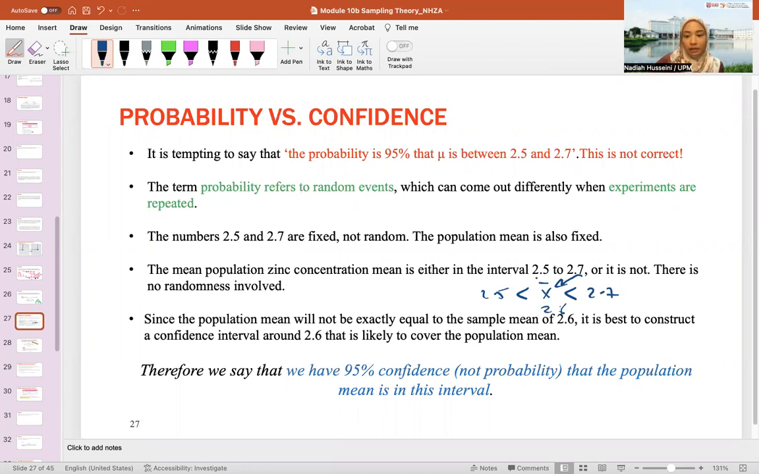Okay, so I have my sample mean, I find the interval, I only have 95% confidence that my mu is inside this interval, 95% only. 5% of the other times, the mu is not inside this interval. So I'm only 95% confident, not 100%. Okay, I hope that makes sense. It's not probability. You're just being confident over an interval that your population mean is inside your interval.